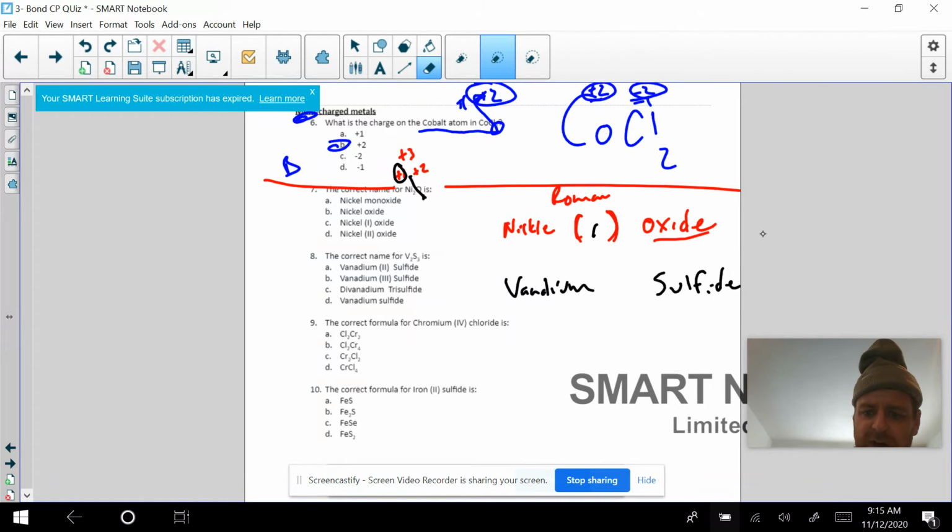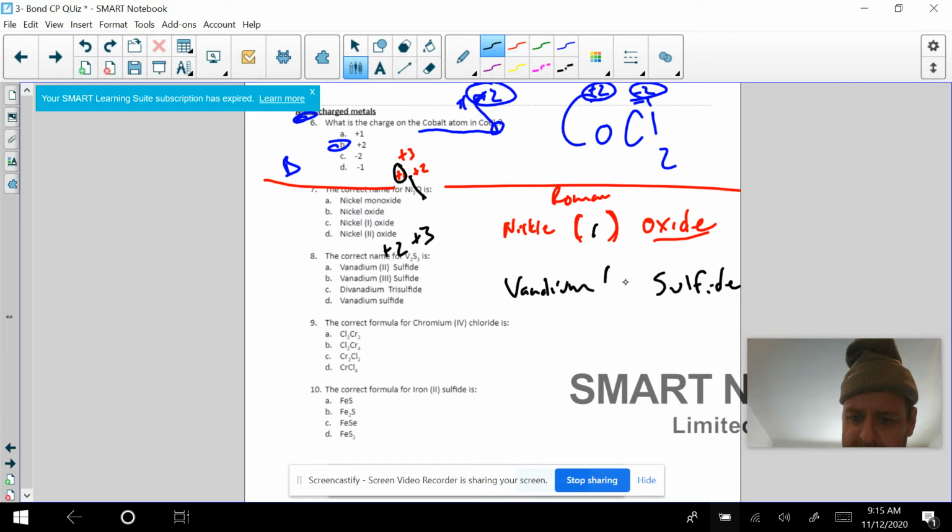It's a multi-charged metal because vanadium can be +2 or it can be +3. Okay, well, what is it? I've got to figure it out. Any guesses? Crisscross the 3 on up. All right, so I crisscross. I know my handwriting's sloppy.